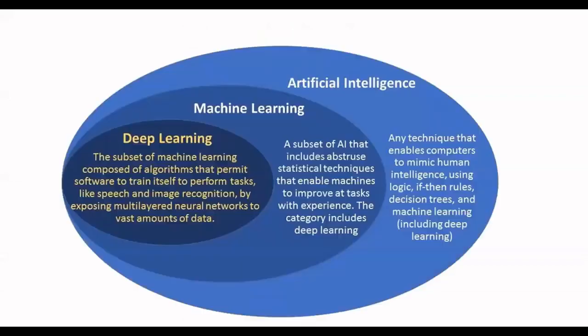So there are three key terms I have used from the beginning: artificial intelligence, machine learning, and deep learning. Artificial intelligence is the mother of all these things, and it is defined as any technique that enables computers to mimic human intelligence using logic, or it can be traditional programming like if-then rules or decision trees, or machine learning including deep learning. So in artificial intelligence, we can include the traditional programming methods also.